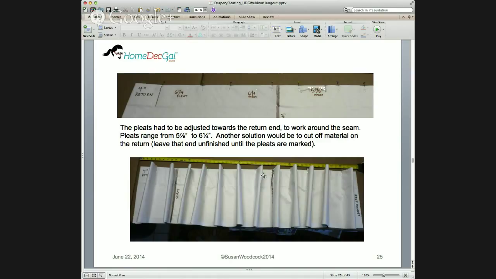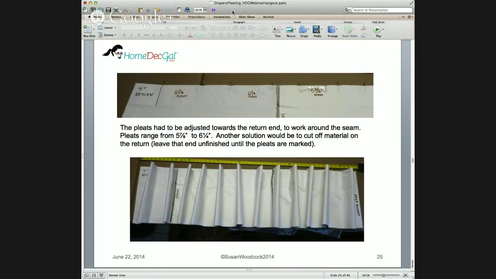The next seam, which is over at the other side, I'm having a very hard time with the cursor here. There it is. This seam ended up right in the middle of a space. So I had to start adjusting on either side to make the seam fall in a better location.